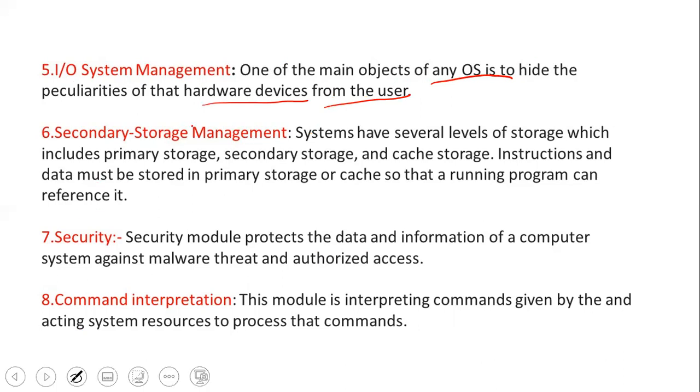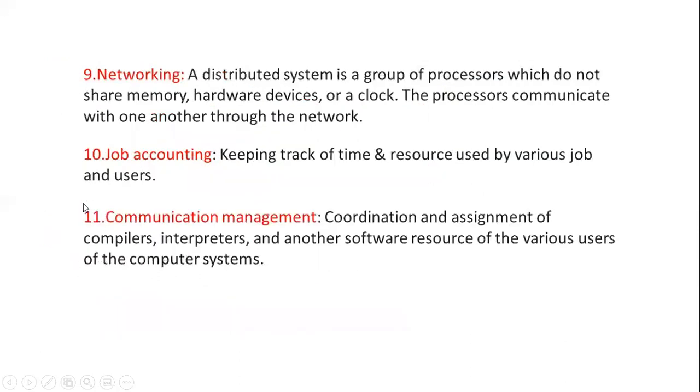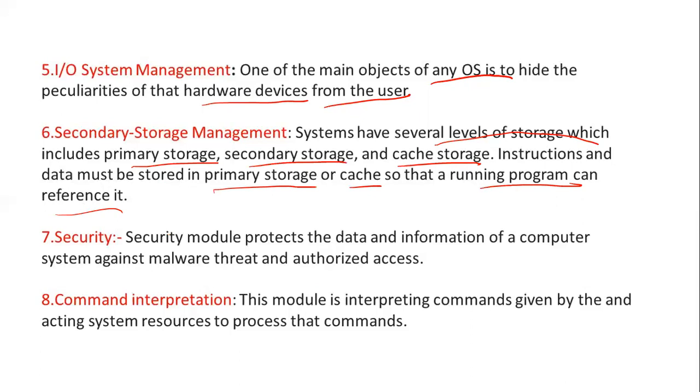Next function is secondary storage management. The system has several levels of storage, which includes, as I already said, primary storage, secondary storage, and cache storage, right? Instructions and data must be stored in primary storage or cache so that a running program can reference them. Every time, the processor is not supposed to go back and get the data from the secondary storage. So whatever program is running, its instructions and data will be stored in the primary storage as well as the cache. So that will be maintained here.